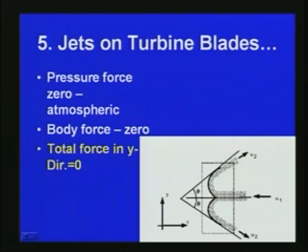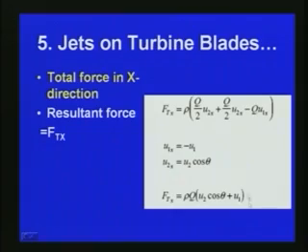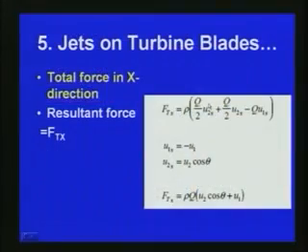So, q is the discharge coming and hitting the Pelton wheel or the turbine blade, and then the velocity back is u 2 at an angle theta. Let us assume that in this particular case, half of the discharge is going up in this direction and the other half is going down. So the resultant force in the x direction can be written as F T x equal to rho into q by 2 into u 2 x plus q by 2 into u 2 x minus q into u 1 x.